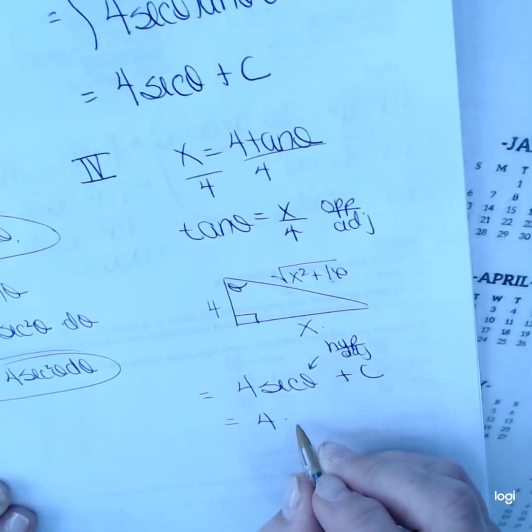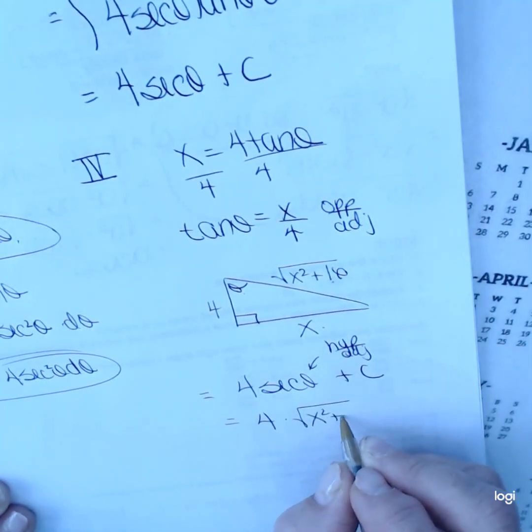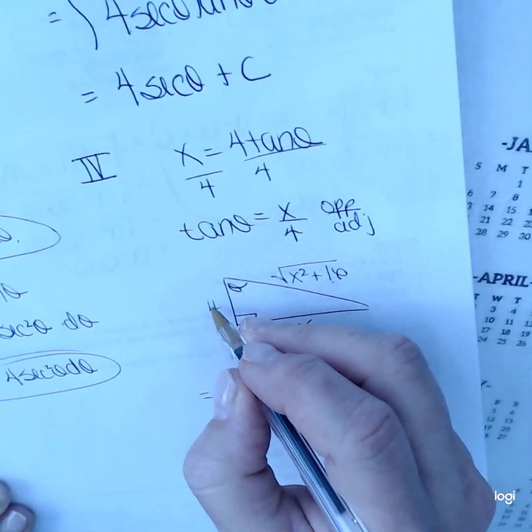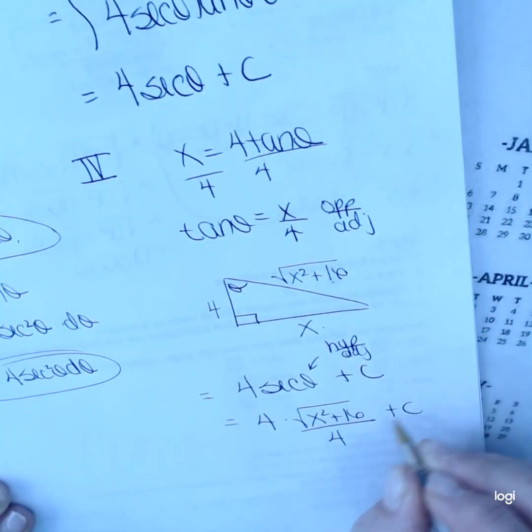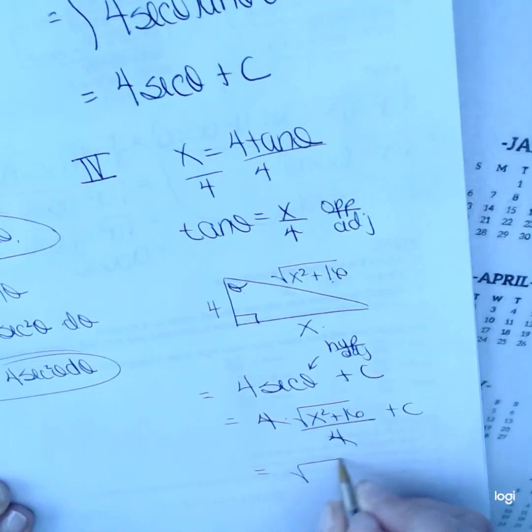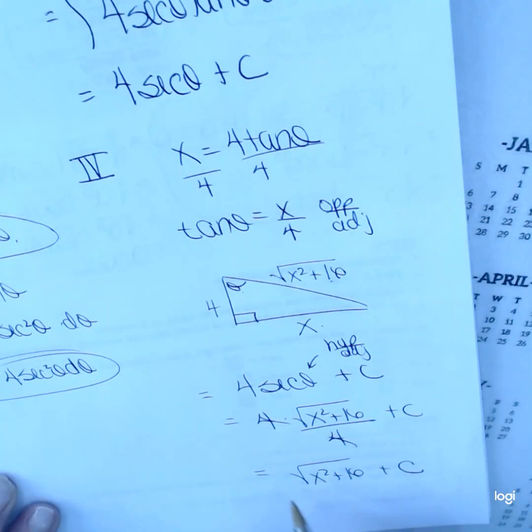The hypotenuse is the square root of x squared plus 16 over the adjacent, which is 4, all plus c. And so we get our final answer, which is the square root of x squared plus 16, all plus c.